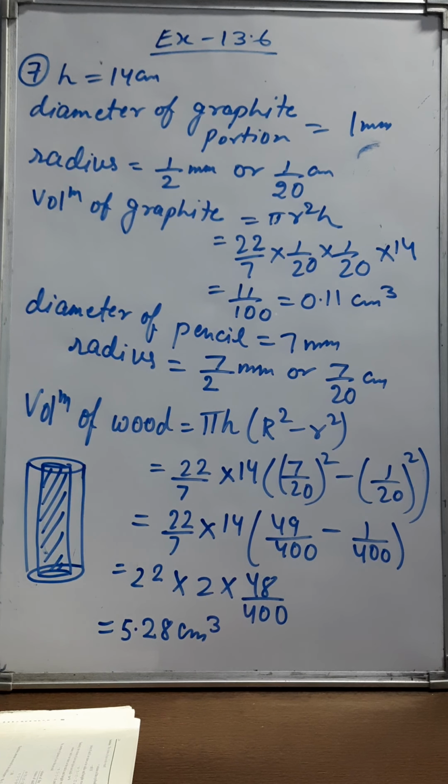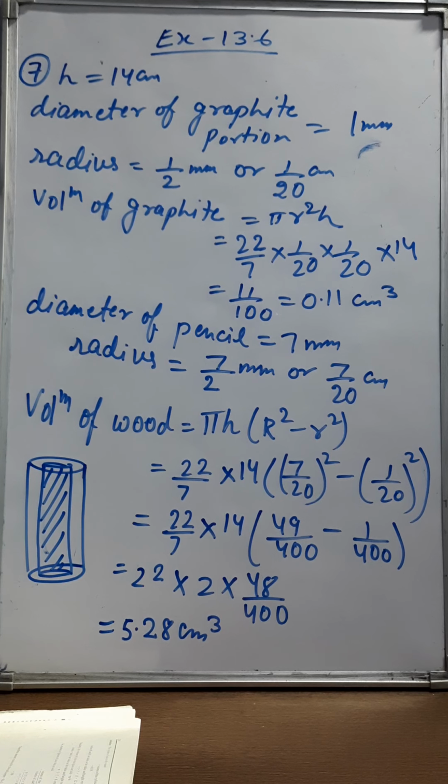Question number 7 says, a lead pencil consists of a cylinder of wood with a solid cylinder of graphite filled in the interior. The diameter of the pencil is 7 mm and the diameter of graphite portion is 1 mm. If the length of the pencil is 14 cm, find the volume of wood and that of graphite.